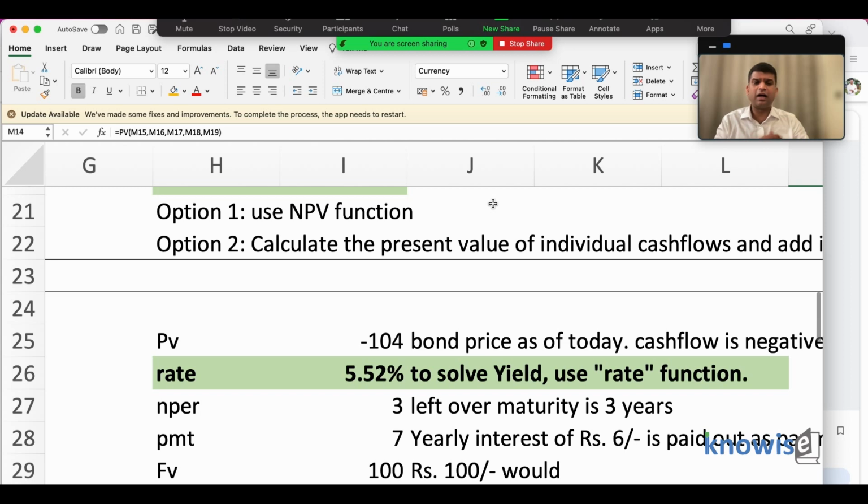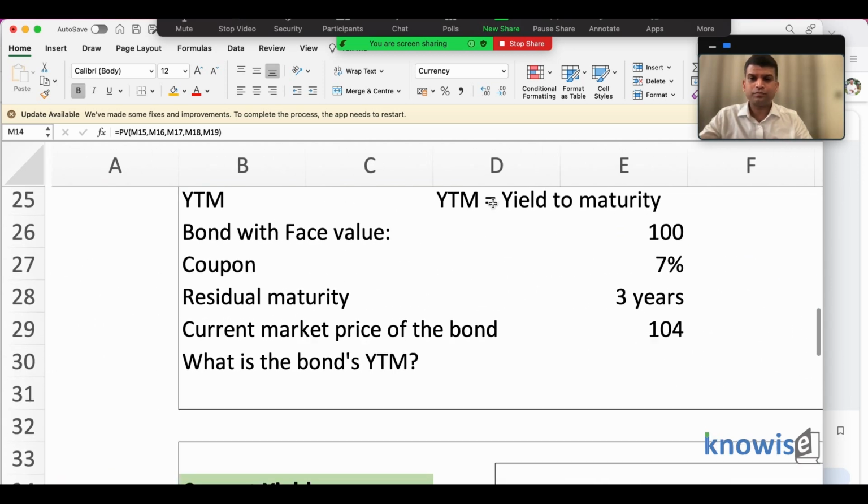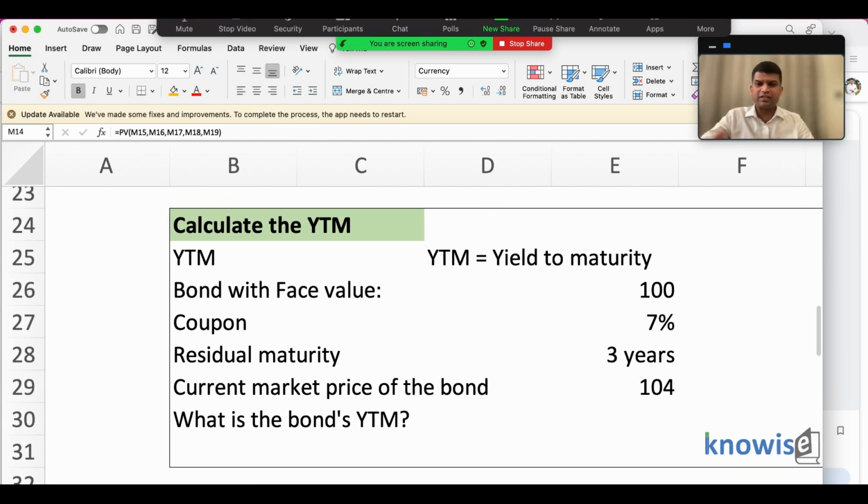Let's see how to solve this. Let's look at this scenario. The question is calculate the YTM. The bond's face value is rupees 100. Very similar scenario. Coupon is 7%. That means how much interest amount you would be earning? You would be earning an interest amount of 7 rupees. So the coupon, you should put it as PMT or payment. Residual maturity, that is leftover maturity, is 3 years and the current market price of the bond is 104.